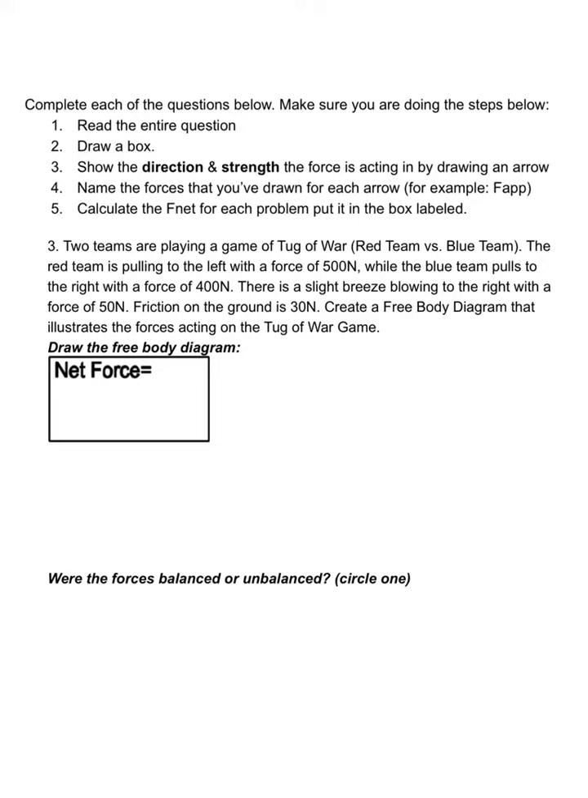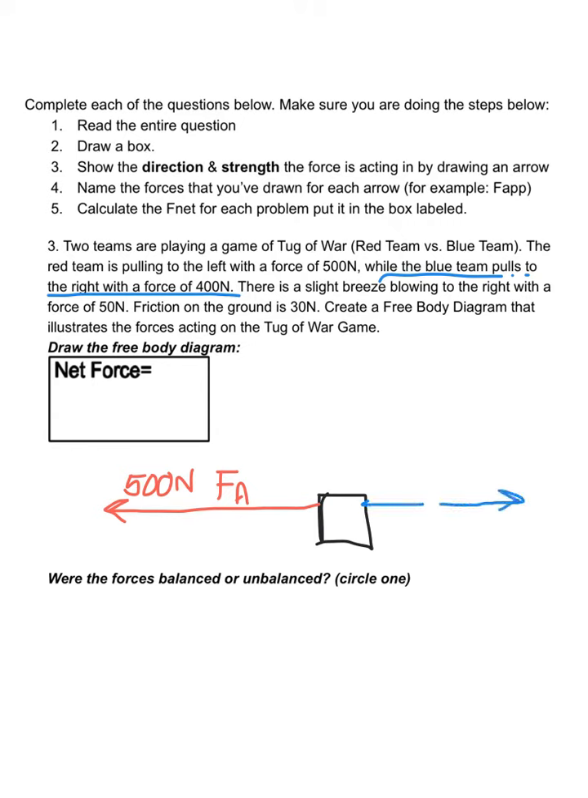Step number 1 is to read the question, which we've done, and then we're going to draw a box right there. So the red team is pulling to the left with a force of 500 newtons. So I'm going to draw a big arrow because 500 is a lot. 500 newtons to the left, force applied. And then it says the blue team pulls to the right with a force of 400 newtons. So there's 400 newtons for the blue team pulling to the right, force applied.